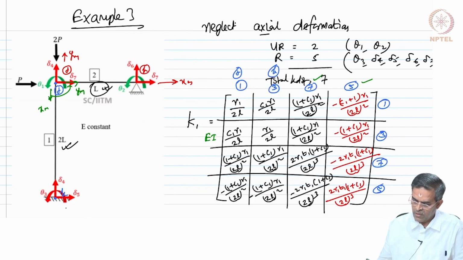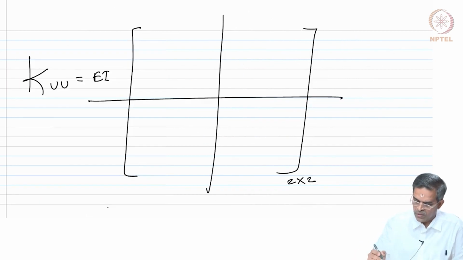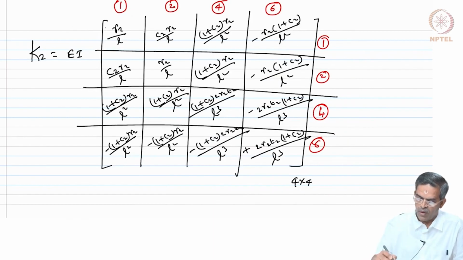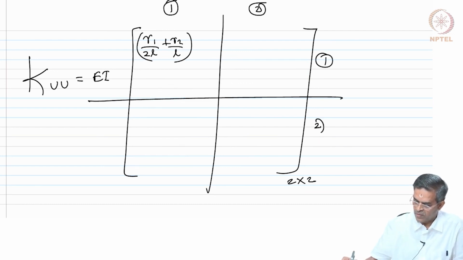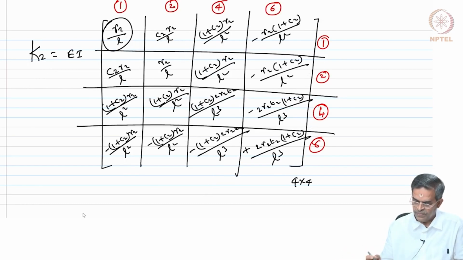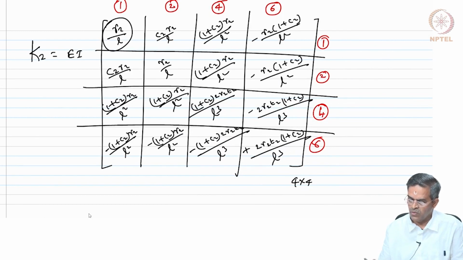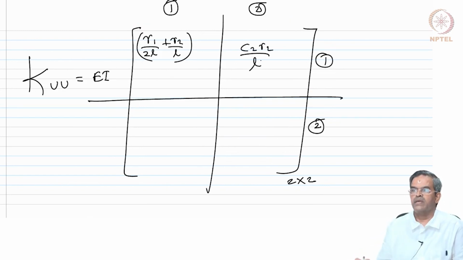So, we should look into this figure. 1 1 is what I have here. So, R1 by 2L. Then we have R2 by L as well. This is 1 1. Let us say 1 2, which is not in the first matrix, but 1 2 can be in the second matrix. So, 1 2 is C2 R2 by L.